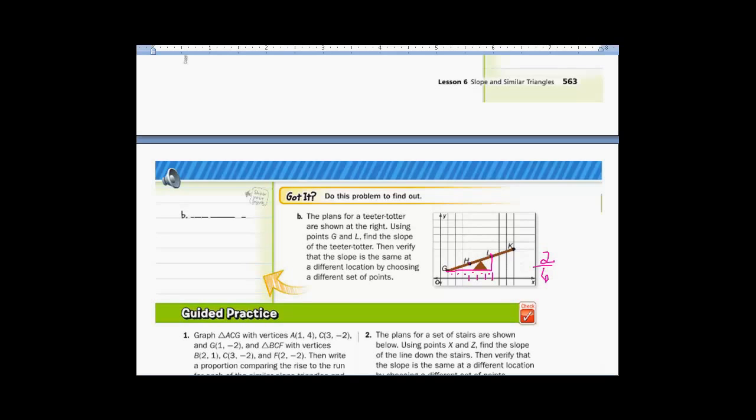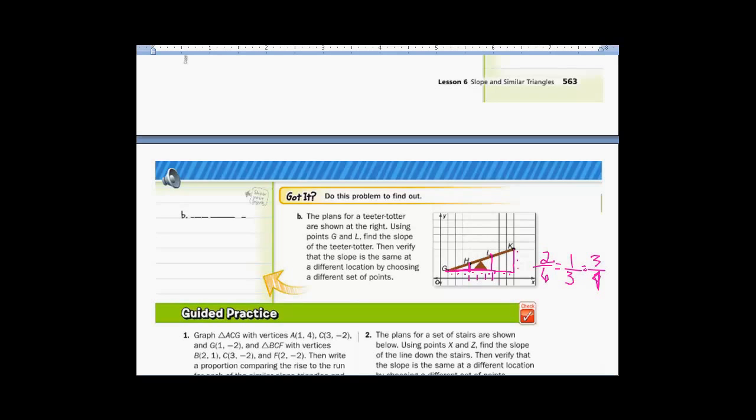Let's even do this one right here. What about if we did H to G? What about that one? How many does it rise? 1. How many did it run? 3. Doesn't 2/6 reduce to 1/3? What if I use this big one right here? What if I go K to G? How many does it rise? 1, 2, 3. How many does it run? Well, if that's 6, 7, 8, 9. Aren't these all equivalent fractions? 3/9 reduces to 1/3, 2/6 reduces to 1/3.